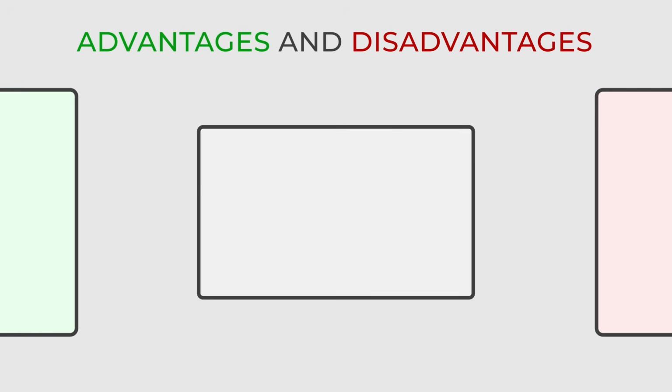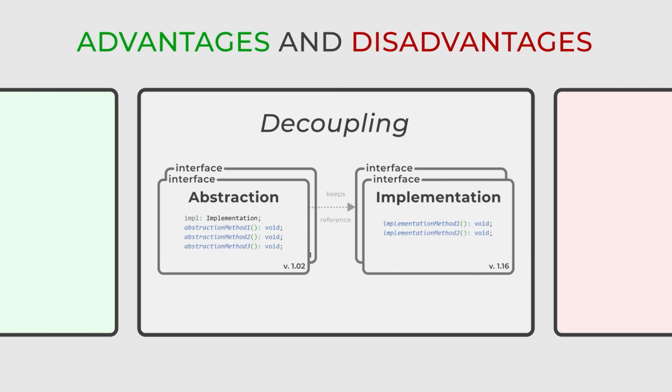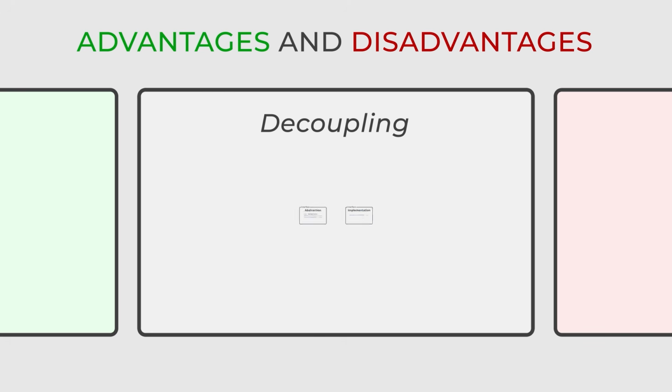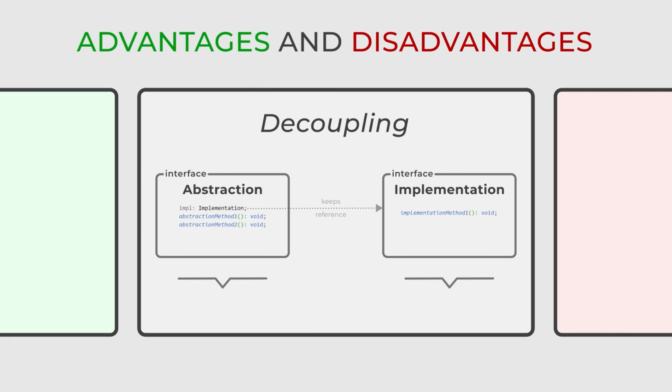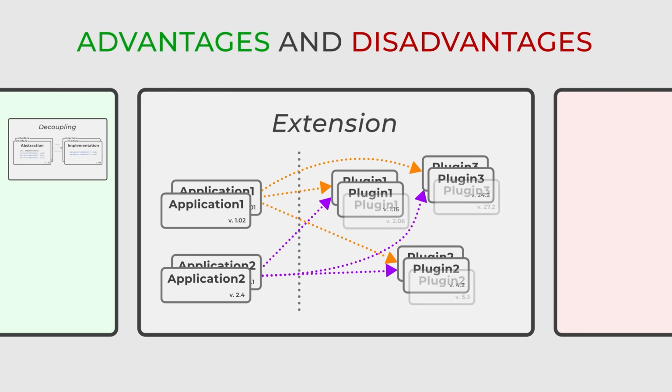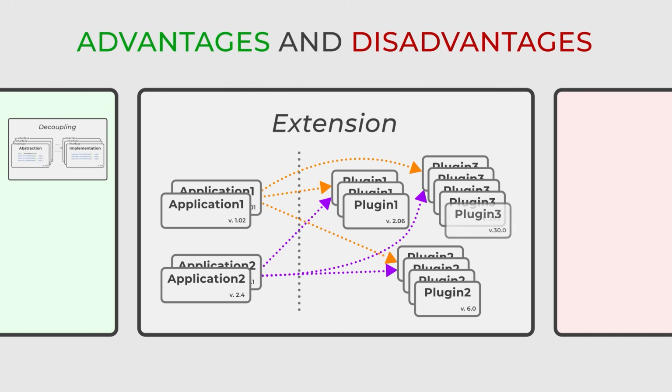The bridge design pattern comes with various advantages. It offers a significant level of decoupling between abstraction and implementation. This means changes can be made to either side without impacting the other, making system maintenance easier. Additionally, the pattern facilitates extension, allowing new abstractions and implementations to be added independently without much fuss.